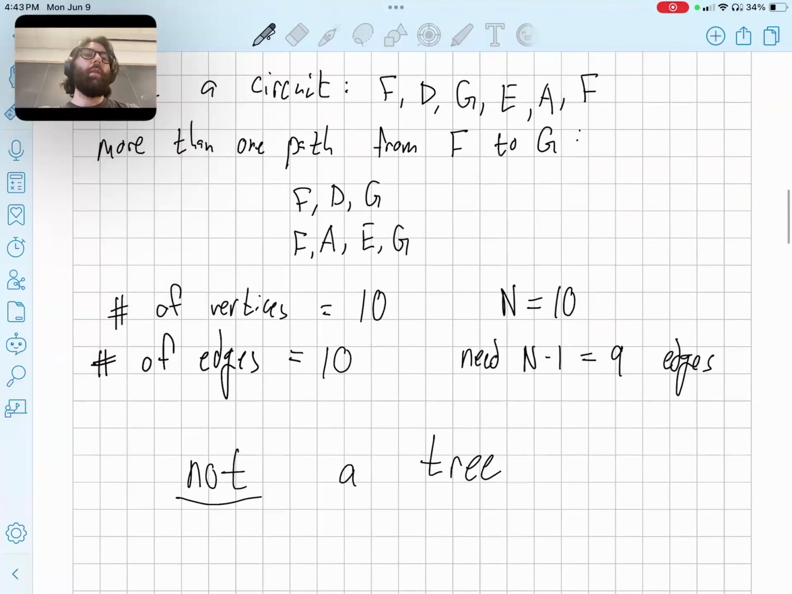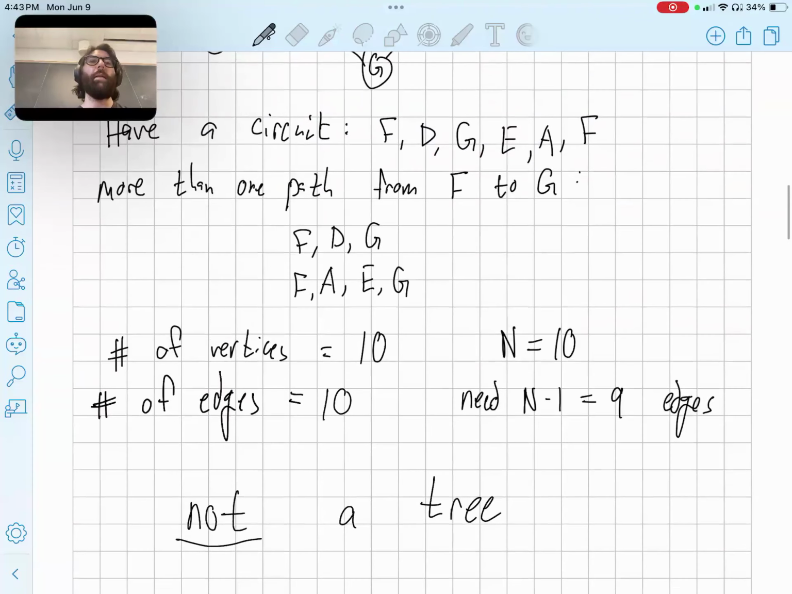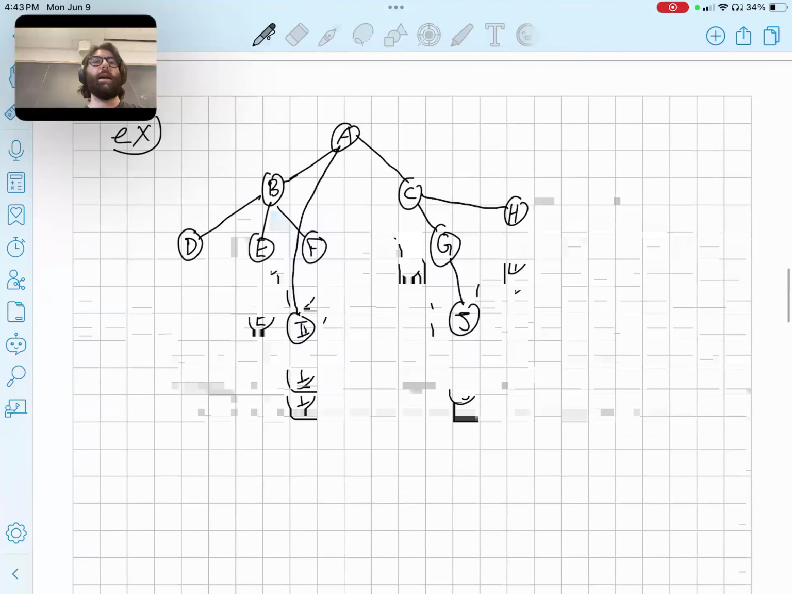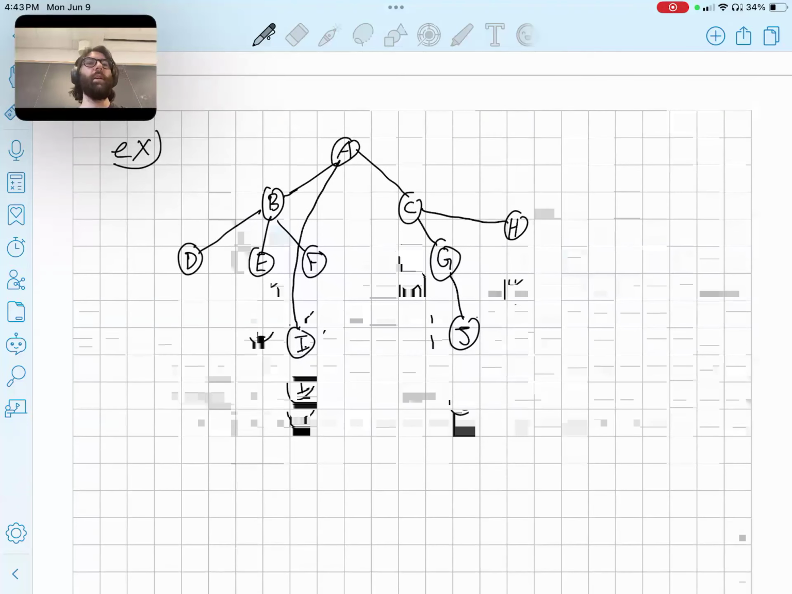And this is pretty cool, right? Even just counting, if I know that I don't have n minus 1 edges, if I have more or even less, if I have more than n minus 1 edges, I automatically know that I'll be able to find a circuit, automatically. Now let's move on. So this one, also drawn in a kind of strange way, but let's make sure we're connected.